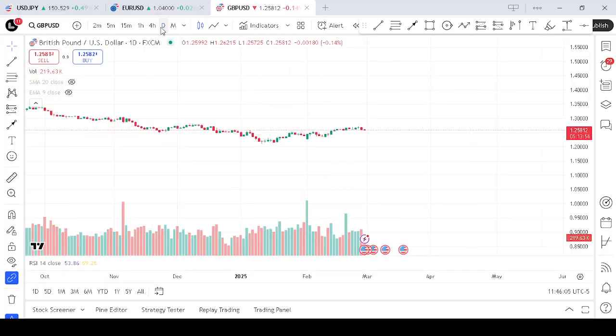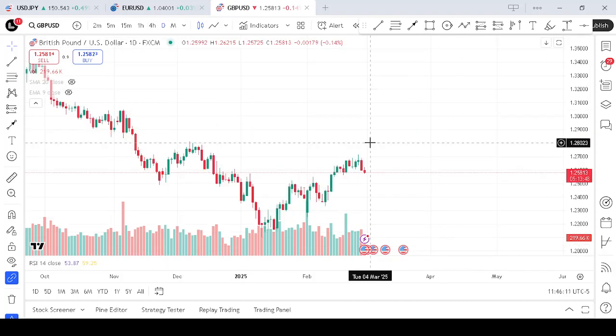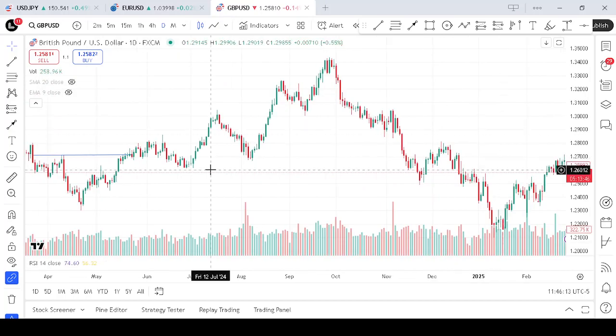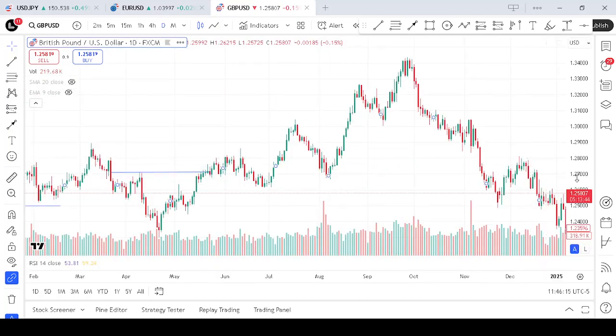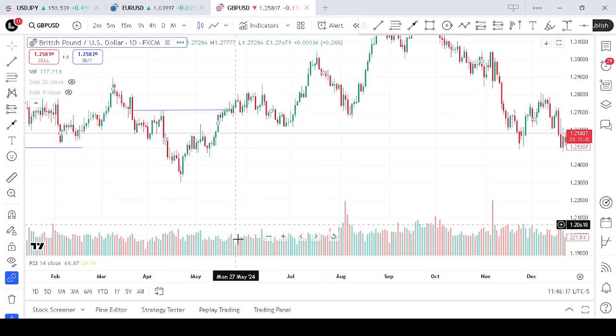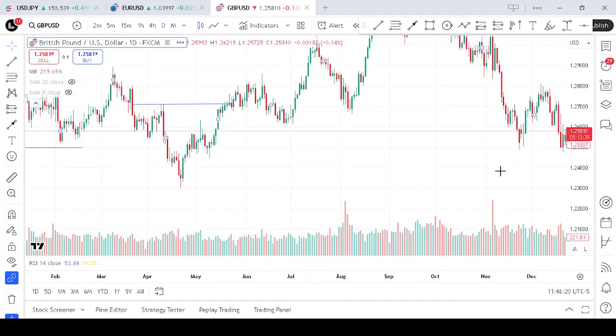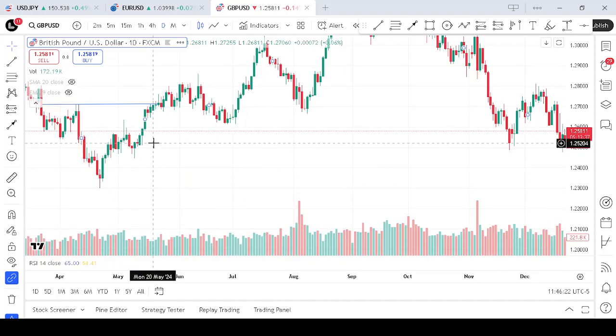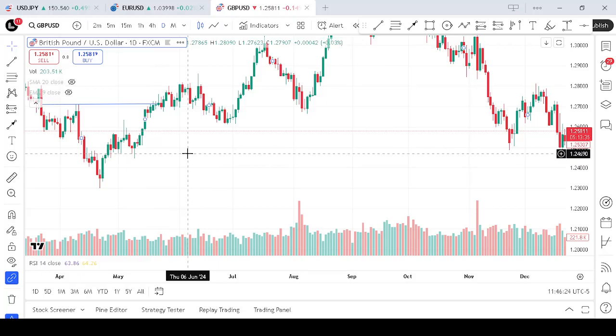Then we should also consider using our volume. Our volume helps us to confirm price action. When we see an increase in volume, it shows that there is much activity going on in that area of the market. Now, how do we manage our risks?